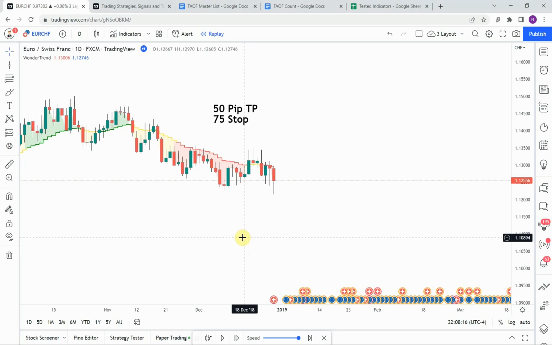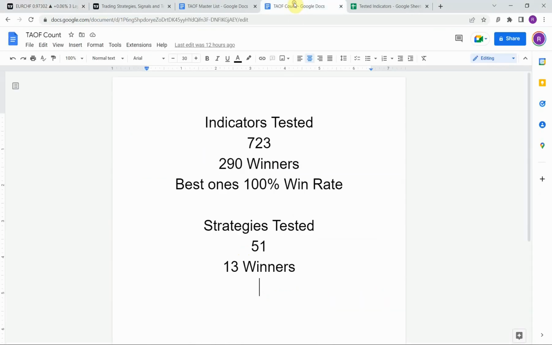Alright, as I said, today we will be testing the Wonder Trend Indicator. Before we do though, I wanted to put the testing scoreboard up for everyone to see. So to date, we have tested a total of 51 different strategies, with 13 of them being profitable. We've also tested a total of 723 indicators, with 290 of them being winners. The best ones so far were able to achieve a 100% win rate.